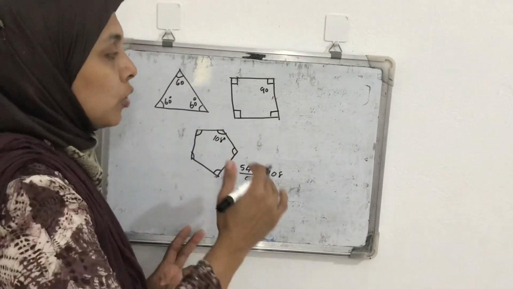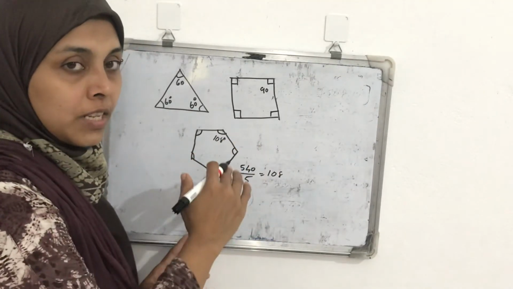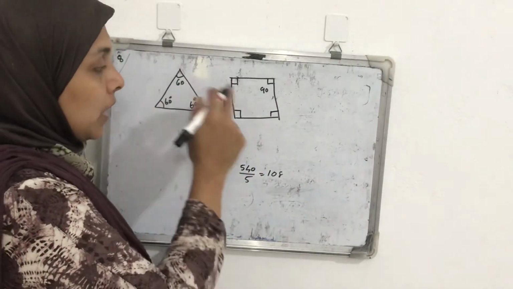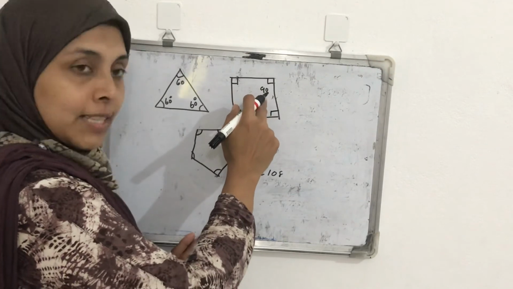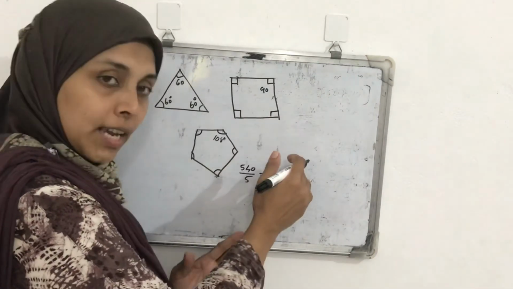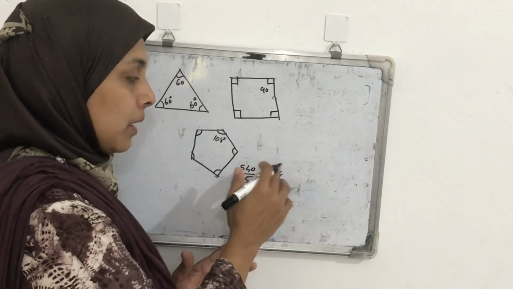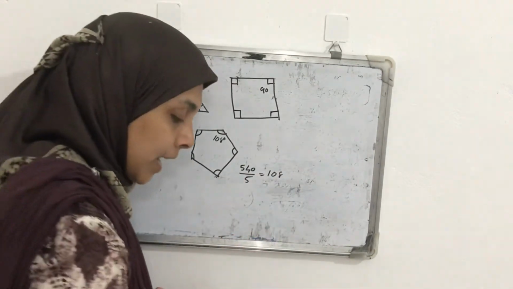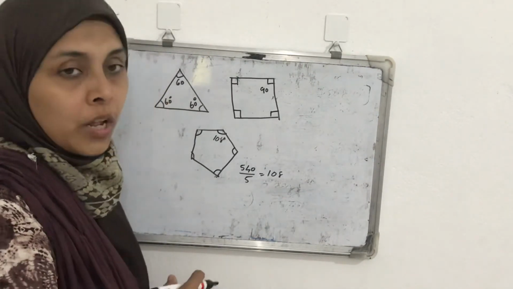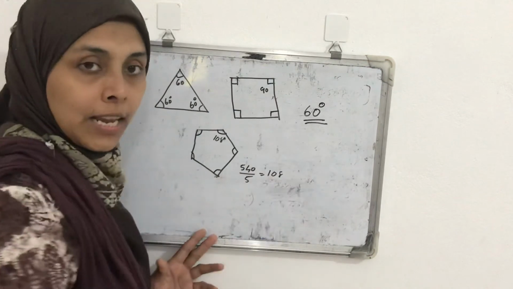So when the number of sides increases, the measure of the interior angle increases. When it is 3 sides, it is 60. When it is 4 sides, the interior angle is 90. When it is 5 sides, it is 108. If we continue, a 6-sided regular polygon will have an interior angle more than 108. So what can we answer for this question? What is the minimum interior angle possible for a regular polygon? The minimum will be 60 degrees, for an equilateral triangle.